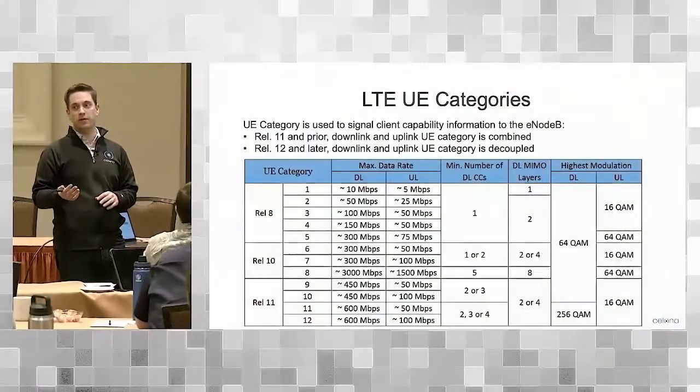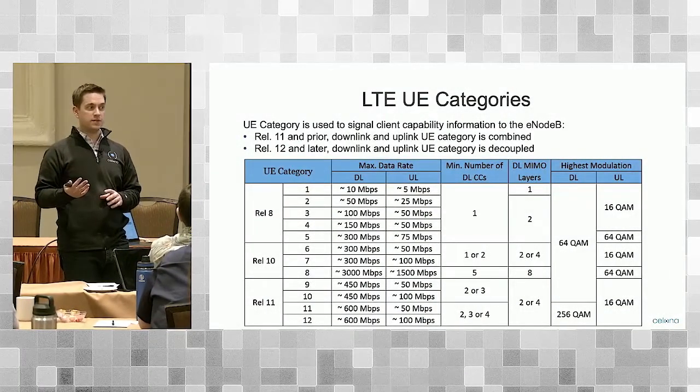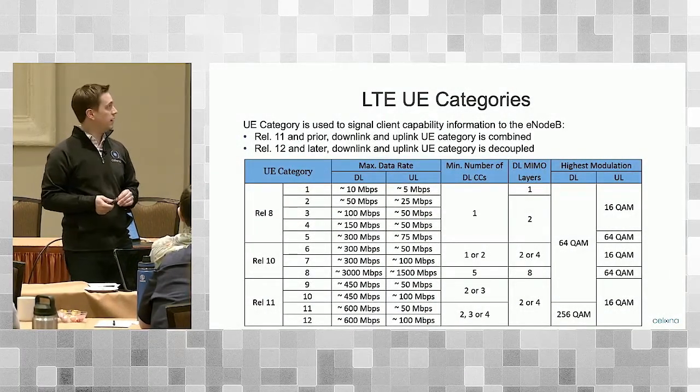So the UE category defines, when you see CC, it's component carriers or carrier aggregation. So just like you have wide channels, how many different component carriers for carrier aggregation would a client device support? Also, how many MIMO characteristics does it support? How many spatial streams? And what's the highest order of modulation that those devices can support? So you get all of these variances based on the UE category of what it supports and what its achievable data rates are. So it gets kind of hairy pretty quick.